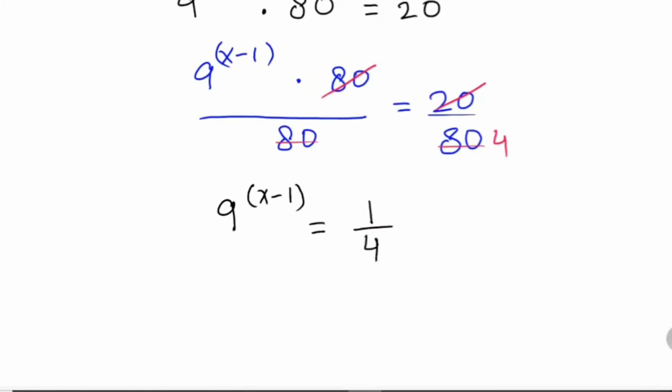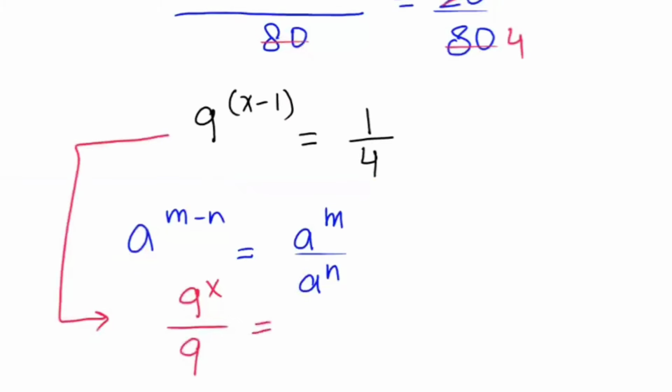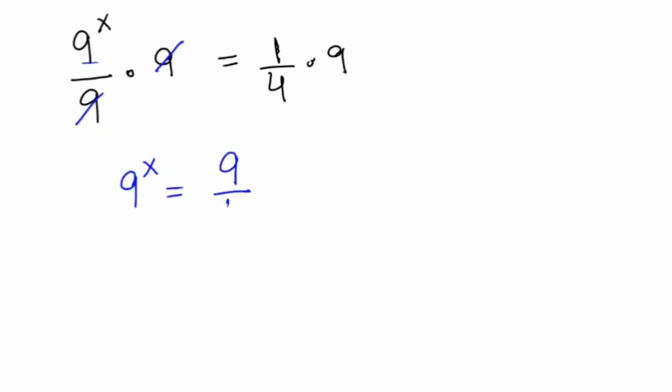Now we have the exponential rule, a to the power of m minus n can be written as a to the power of m over a to the power of n. Therefore, this will turn to 9 to the power of x over 9 is equal to 1 over 4. Now here, this 9 is divided, so I am going to multiply this 9 both the sides. 9 to the power of x over 9 times 9 is equal to 1 over 4 times 9. This and this get cancelled. And here this 9 to the power of x is remaining, is equal to 9 over 4.